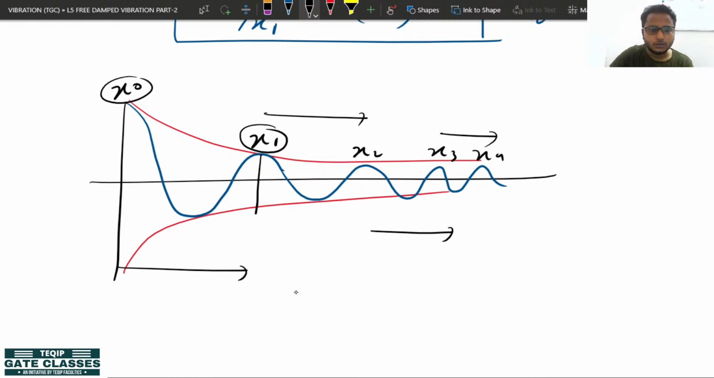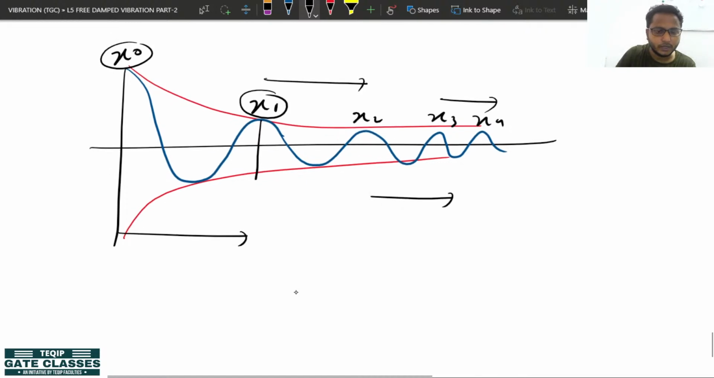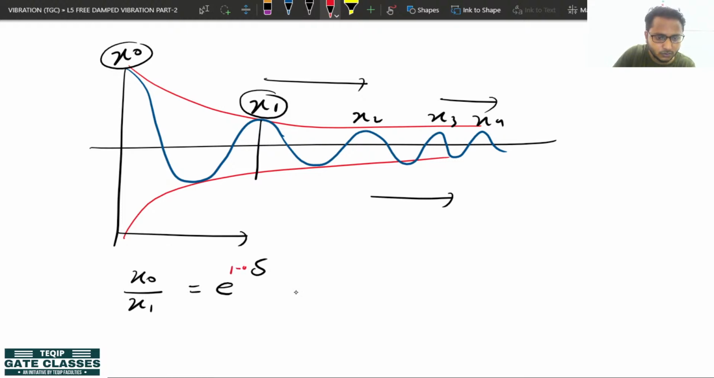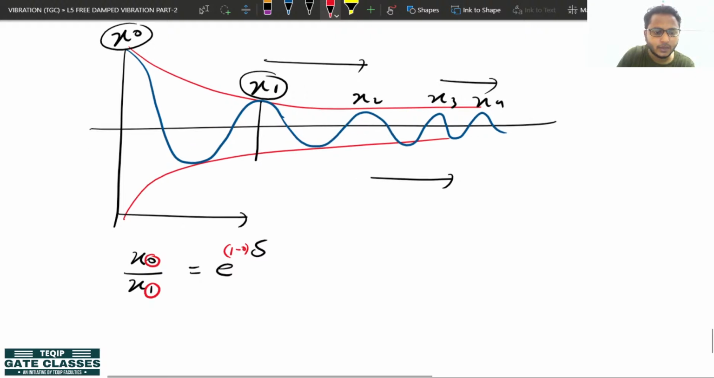Okay, so now I'm going to make the formula. We have the formula, that is x naught upon x1 equals exponential to the power delta. Okay, how has this delta come? It is coming from 1 minus 0, the value at the denominator minus the value at the numerator. That's why it is exponential to the power delta, right?